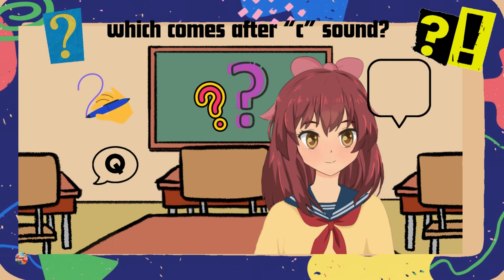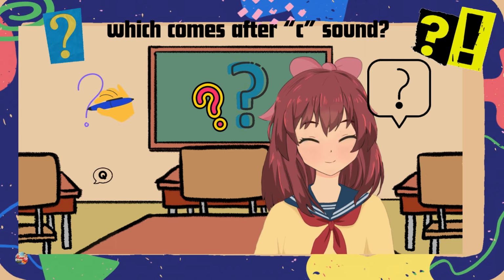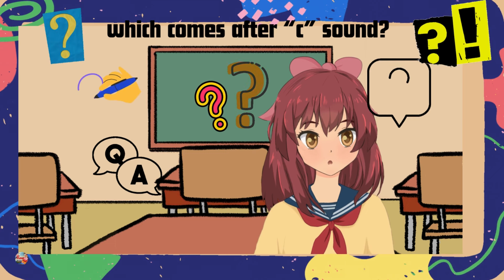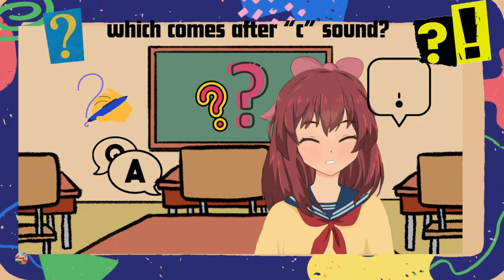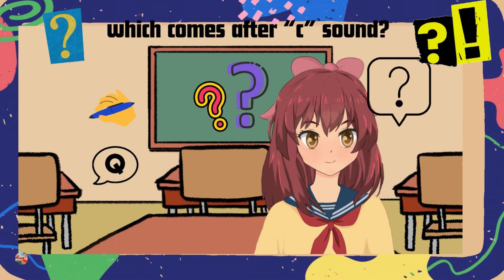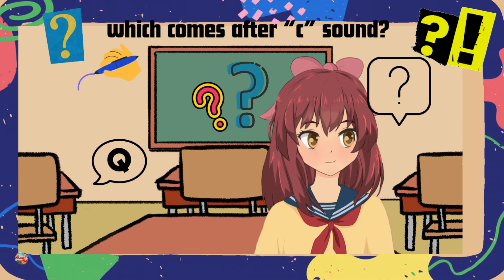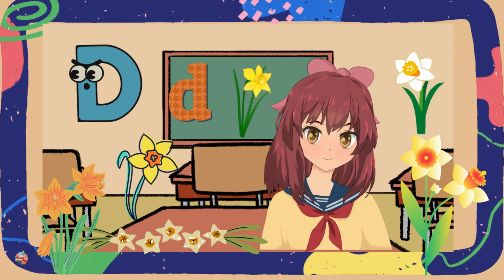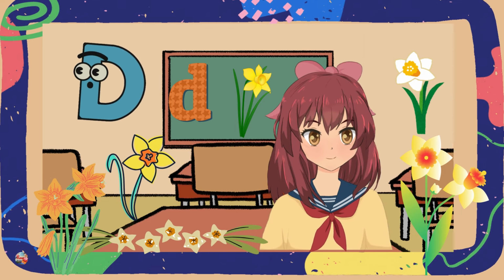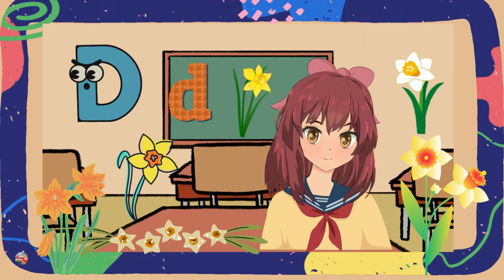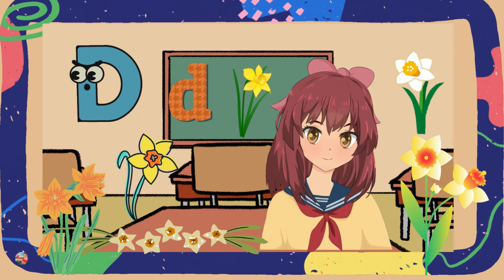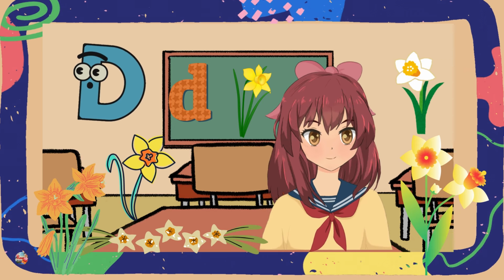Okay, what comes after ka sound? Okay, it's da. Da. Very good. Which flower is this? Yes, it's daffodils. What is the beginning sound of daffodils? Da daffodils. Amazing.